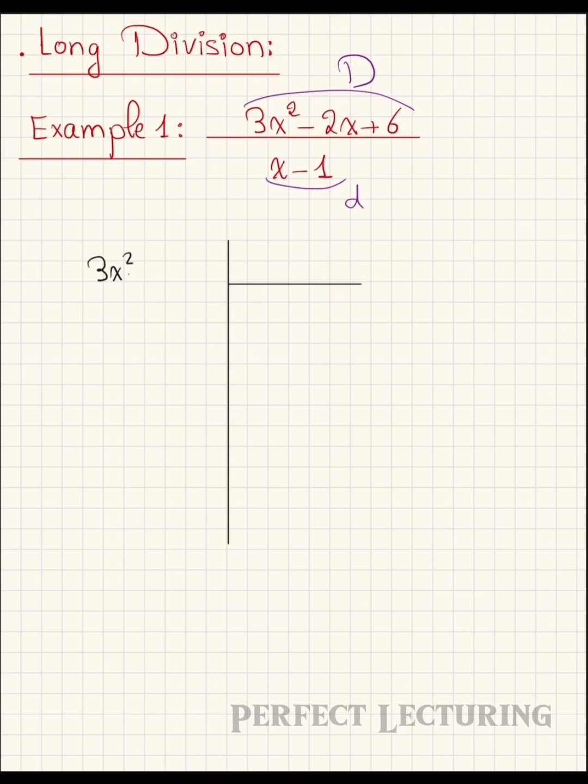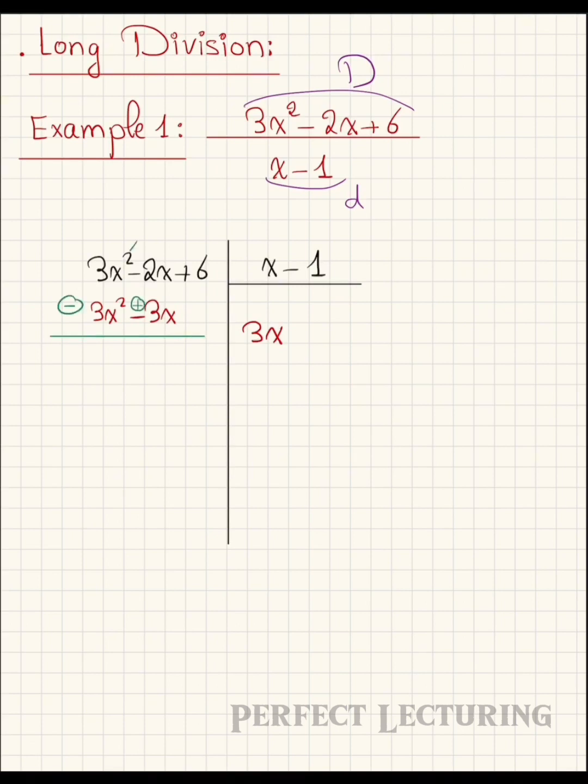So we have 3x squared minus 2x plus 6 divided by x minus 1. And I play the same game. So highest by highest. So 3x squared divided by x, that is a 3x. Then I multiply the 3x by the divisor, and I put the answer here. So it is 3x squared minus 3x. Then we change the signs.